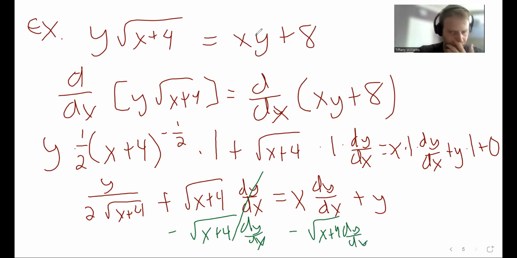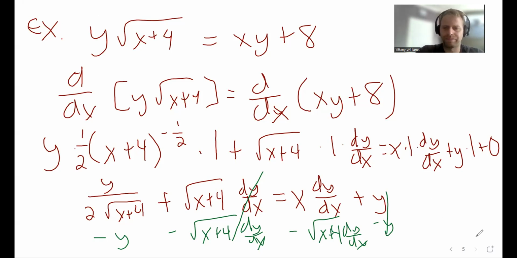That's supposed to be a 4 there. Let me make that look a little nicer. So it's x plus 4 underneath the square root, dy dx. I'm also going to move the y term that does not have a dy dx over to this side. Again, you don't have to do it that way. You could have subtracted x dy dx and then subtracted this whole term the other way. It does not matter.